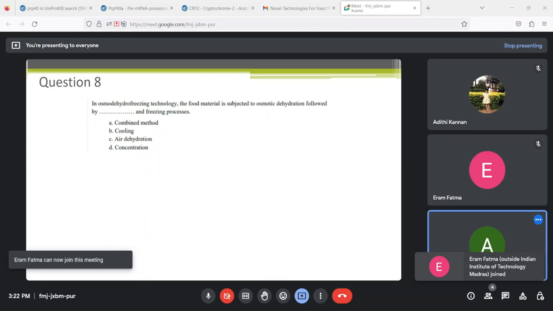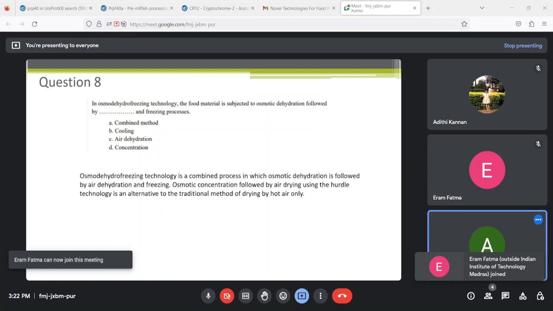So osmodehydrofreezing is one of the examples of a hurdle technology where you have multiple factors coming in. As the name suggests, you have osmotic dehydration, then air dehydration, and then freezing. So there are three different processes combined together in this particular hurdle technology. It is a combined process in which osmotic dehydration is followed by air dehydration and freezing, and this is used as an alternative for drying by hot air only.